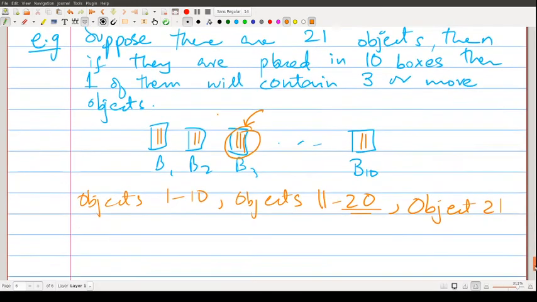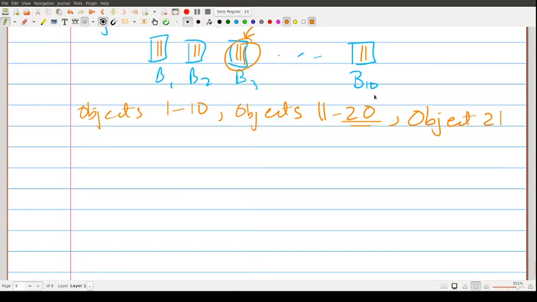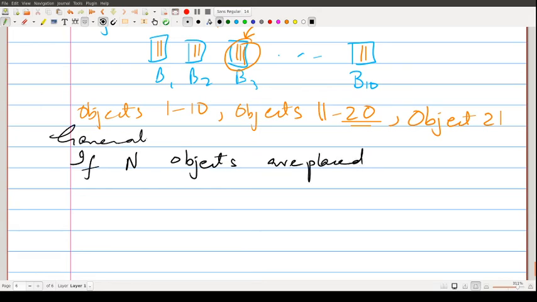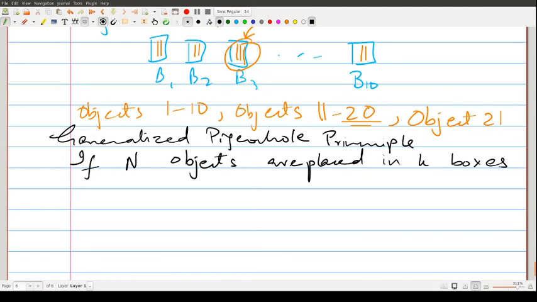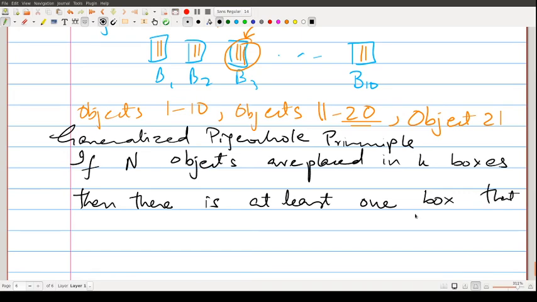Okay, so the generalized pigeonhole principle says the following: if n objects are placed in k boxes, then there is at least one box that contains n upon k, the ceiling of n upon k objects, right?